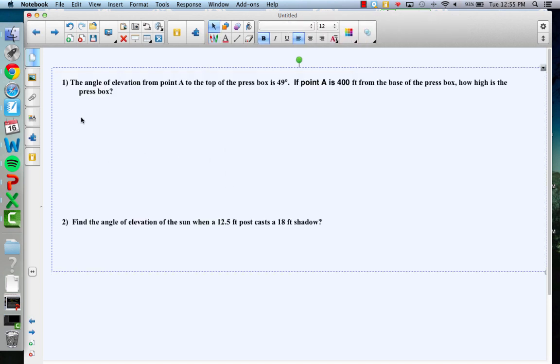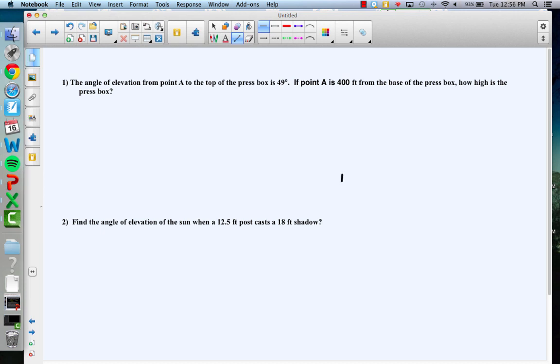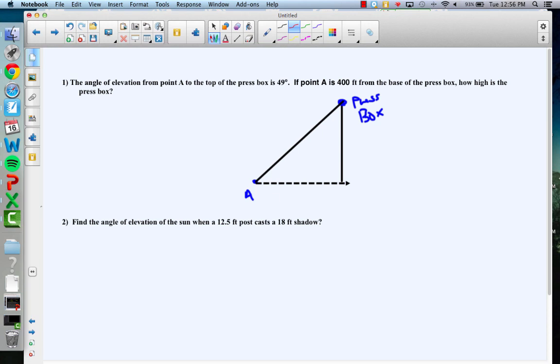So let's look at number 1. It says the angle of elevation from point A to the top of a press box is 49 degrees. So let's think of our press box being up here. So here's our press box, and it tells us that point A is somewhere over here. And it says the angle of elevation is 49 degrees. So here's our horizontal on the bottom. So our angle of elevation is going to go straight diagonally from there. So angle of elevation is going to be 49 degrees.